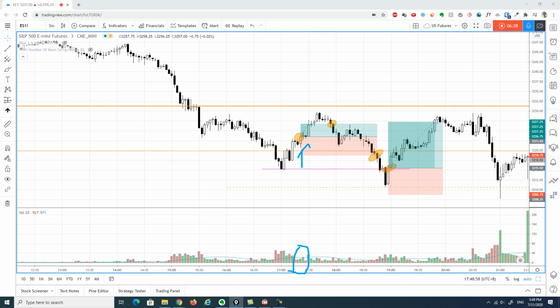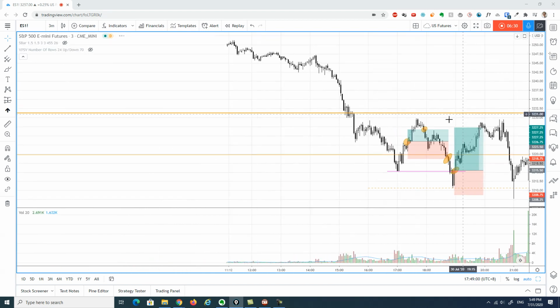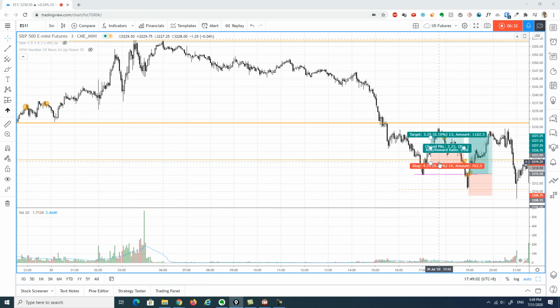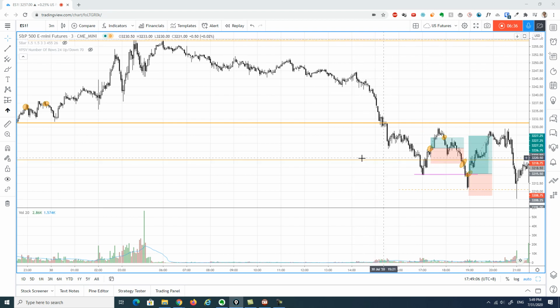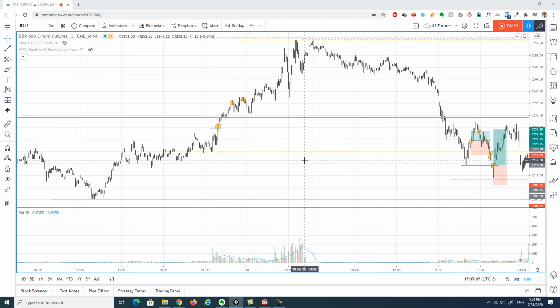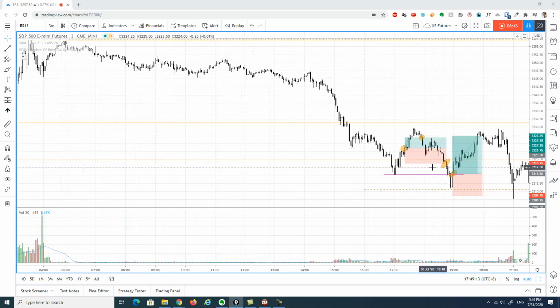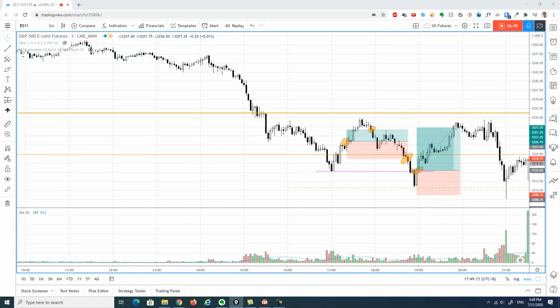So I have marked this up with the orange line here, the thinner orange line around 3120 here. That was actually from the previous day. So that's the previous day low here, as you can see. Let me just highlight this. This is actually the level that I base upon.